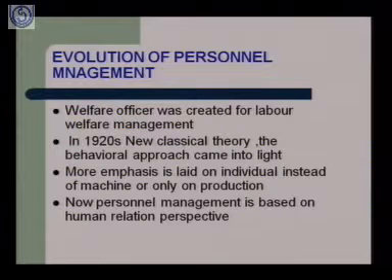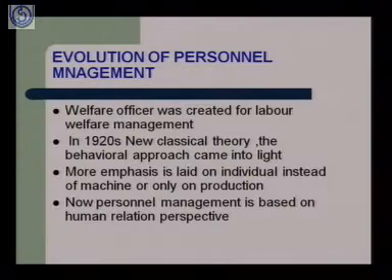management were using two theories, the classical theory and the behavioral theory. Classical theory is job oriented and behavioral theory was personnel oriented, and both the theories are working together now. You see, if a person is satisfied in the job, then he will work more efficiently and effectively. Now personnel management is based on the human relation perspective. So you see how this evolution has come from the hire and fire system. Now the consideration is given to manpower.